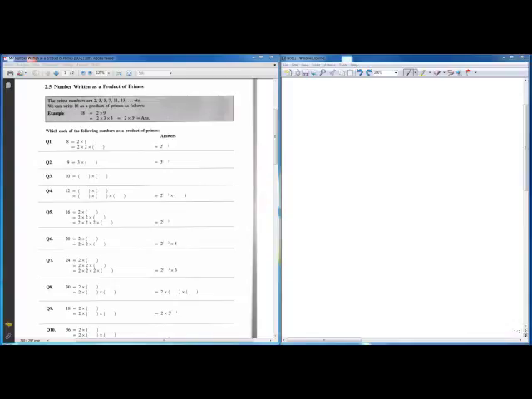Let's take a look at how we can write a number as a product of prime numbers, or primes. In this example, we can write 18 as 2 times 9. 2 is a prime number, but 9 is not a prime number. Do you remember the prime numbers? It's good to have them memorized. We have 2, 3, 5, 7, 11, 13, etc.